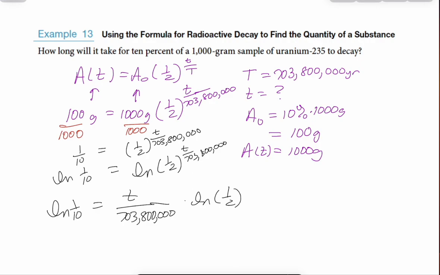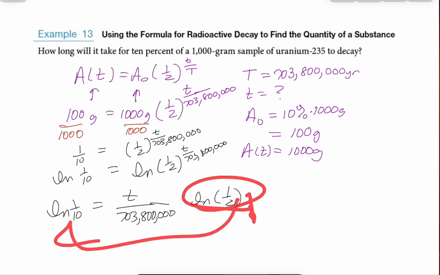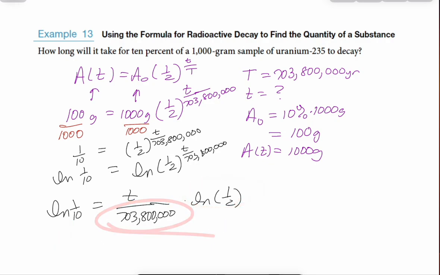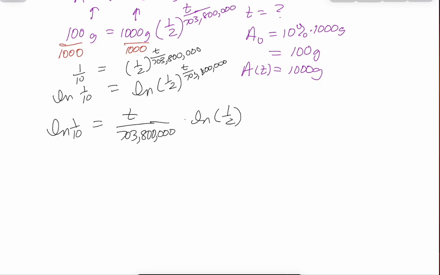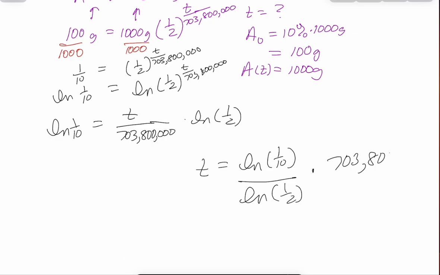Okay. Now, at this point, let's think about how to get t by itself. It's just an equation now. The t is multiplied by the natural log of 1/2. So what gets rid of a multiplication but to divide? It's dividing by the natural log of 1/2. And the 703,800,000 is dividing, so what's going to get rid of that but to multiply? Okay, so what's our answer? Well, t is going to equal the natural log of 1/10 divided by the natural log of 1/2 times 703,800,000.